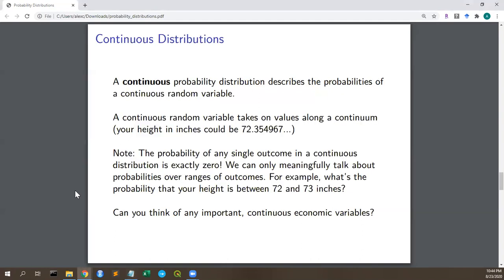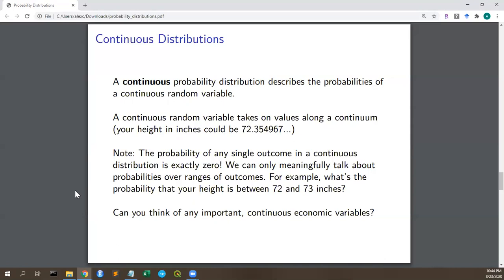Continuous distributions, this would be something that you can have fractions of. So any number that you can kind of go in between. So for example, the temperature or your height, right? The temperature can be 85 degrees. It can be 86 degrees. It can be 87 degrees. These are all integers. But it could also be 85.5 degrees, 85.3 degrees, 85.45 degrees. It can be any number in between these integers as well as the integers themselves.